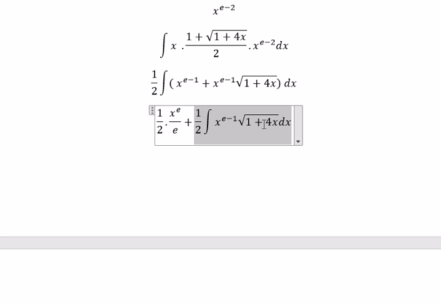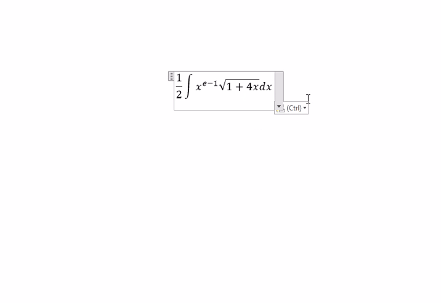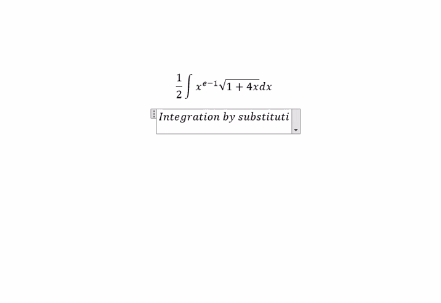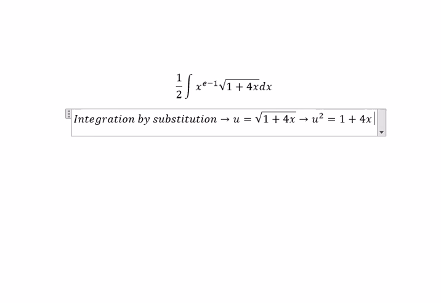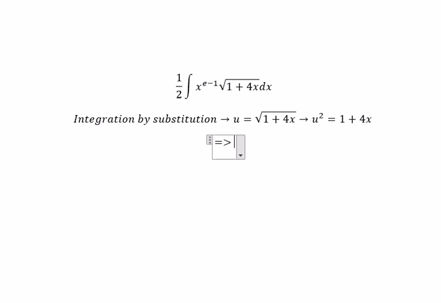In this situation, I will use integration by substitution. So we put u equal to this square root. We square both sides because we still have s in here. So we need to find the value of s. So you get u squared minus 1 over 4.